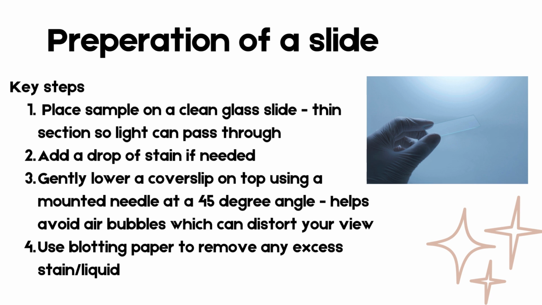Here's the basic process. Place a thin slice of your sample onto a clean glass slide. Add a drop of stain if needed. We'll cover staining later on. Gently lower a cover slip using a mounted needle at an angle. This helps avoid trapping air bubbles. Finally, use blotting paper to soak up any extra stain or liquid. And just like that, your slide is ready to go.